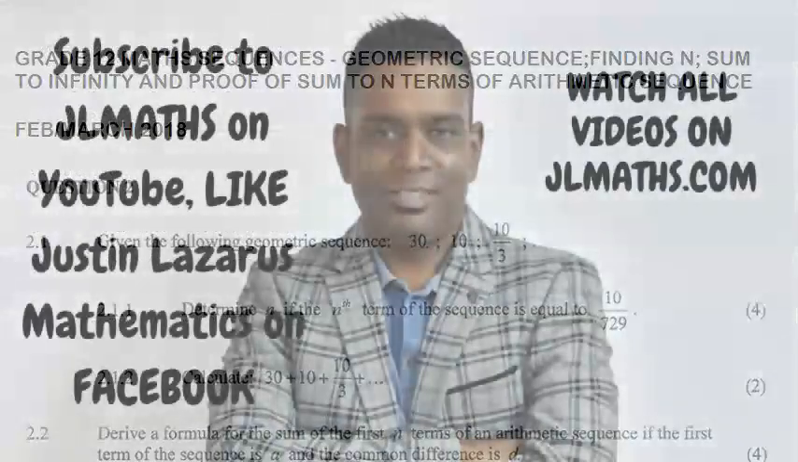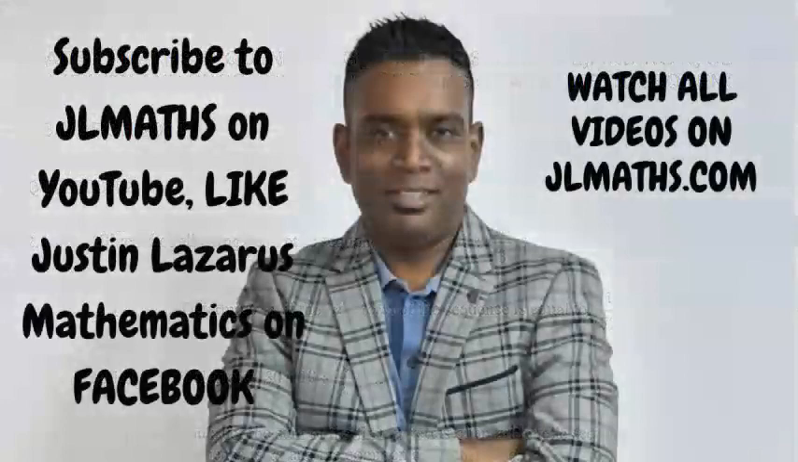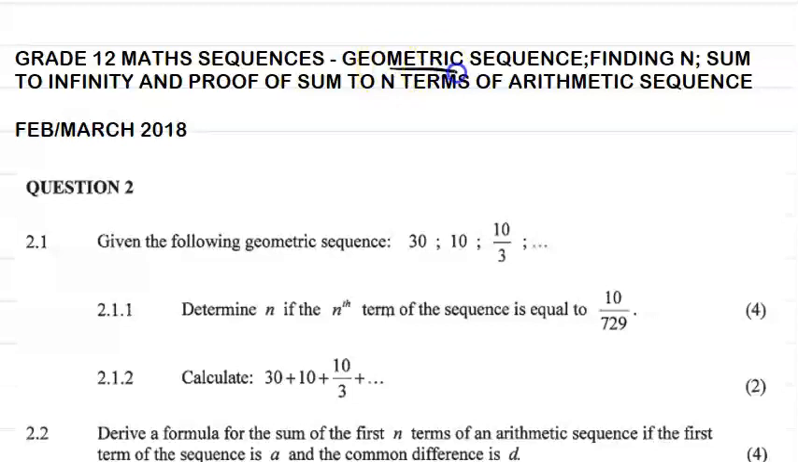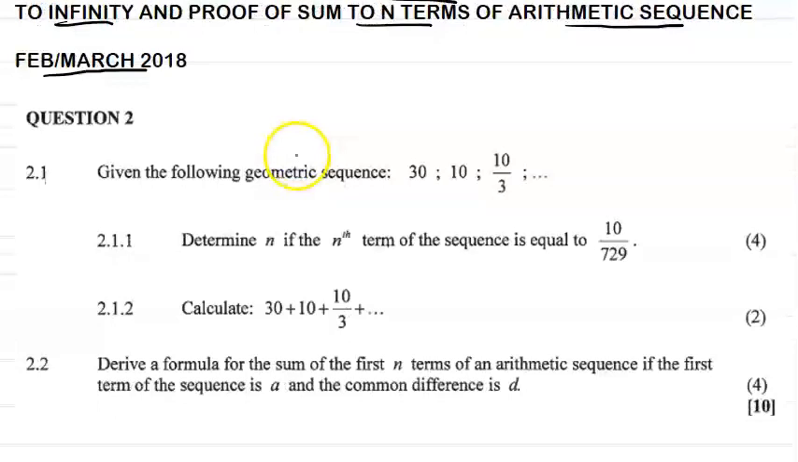In today's lesson, we're going to be looking at grade 12 maths sequences, geometric sequence, finding n in the geometric sequence, the sum to infinity, and a proof of sum to n terms of an arithmetic sequence. The question that we're going to be looking at is from the February-March 2018 exam paper. The question reads as follows.